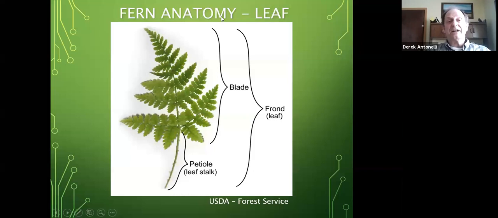And then the fern anatomy of the leaf. You have the leaf, also called a frond. It's got a blade portion, and it's got a petiole portion, the leaf stalk. Now there's a lot of variation on how these leaves are, whether they're divided or simple, and so forth. And that's a lot of the anatomy that you'll have to learn if you want to try to identify the different types of ferns.